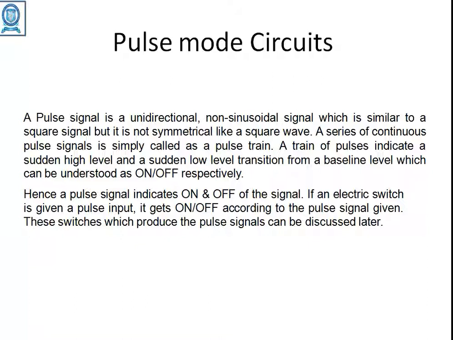A series of continuous pulse signals is simply called a pulse train. A train of pulses indicates a sudden high level and a sudden low level transition from the baseline level, which can be understood as on and off respectively. Hence, the pulse signal indicates the on-off of the signal. So if a pulse input is given to an electronic switch, it turns on and off according to the pulse signal given. The switches which produce a pulse signal will be discussed later.